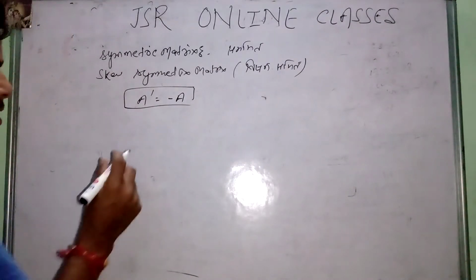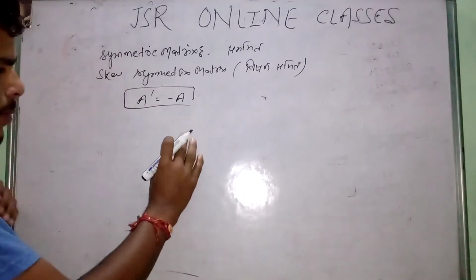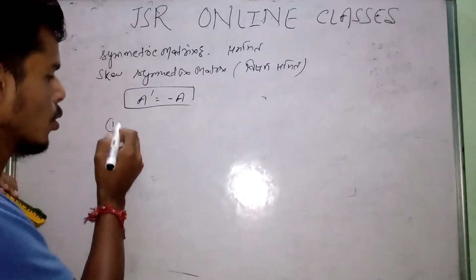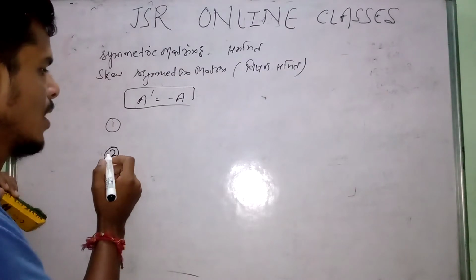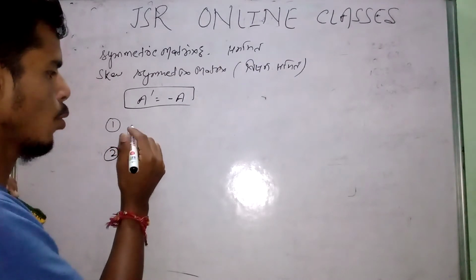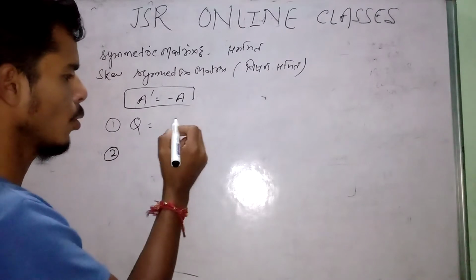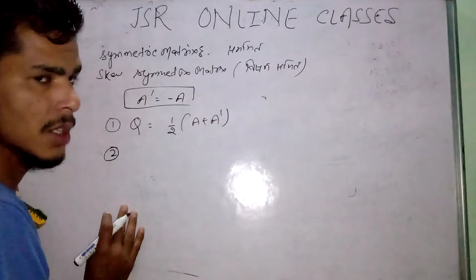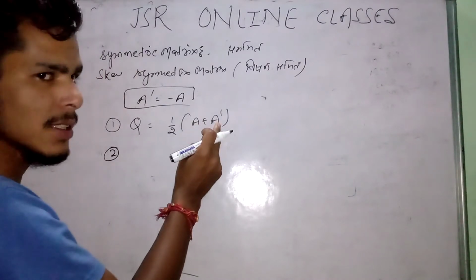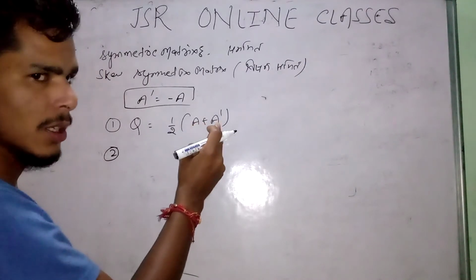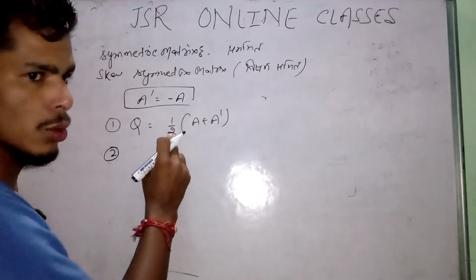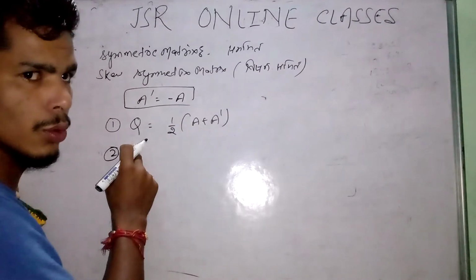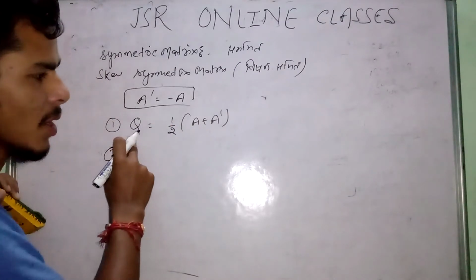First of all we will consider, suppose we have given A. There are two steps. First step: we will consider Q. Q is equal to 1 by 2 of A plus A dash. Because A and A dash are equal, this would be A plus A, this would be 2A, and 2 and 2 cancel, remaining is A is equal to Q. We will consider it.